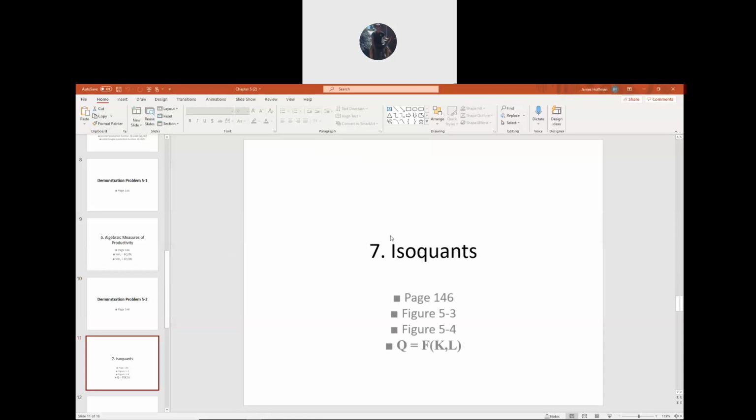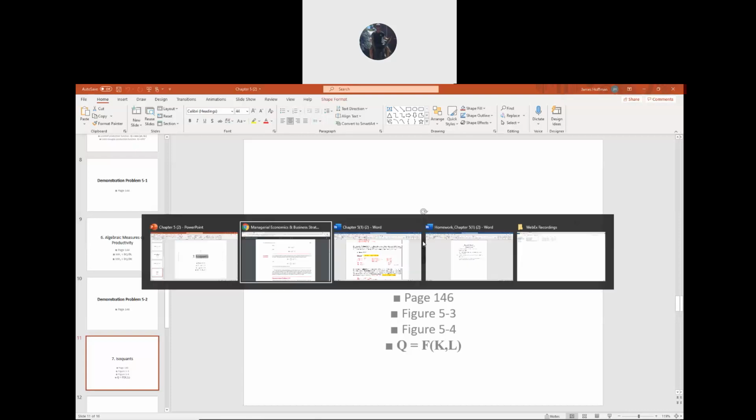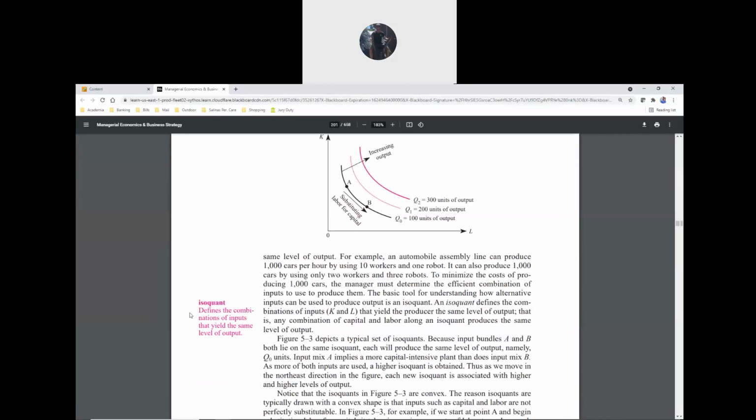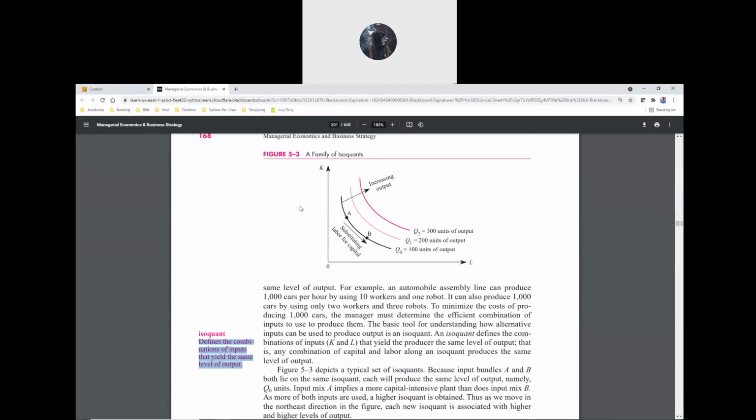So thus far we've only talked about production, and now we need to talk about costs, the firm's cost. So isoquants are how much it costs the firm to produce a certain amount of output. Okay, so isoquant, it's a weird word, defines the combinations of inputs that yield the same level of output. It's similar to what we learned last time with the indifference curves, where we had good y and good x.